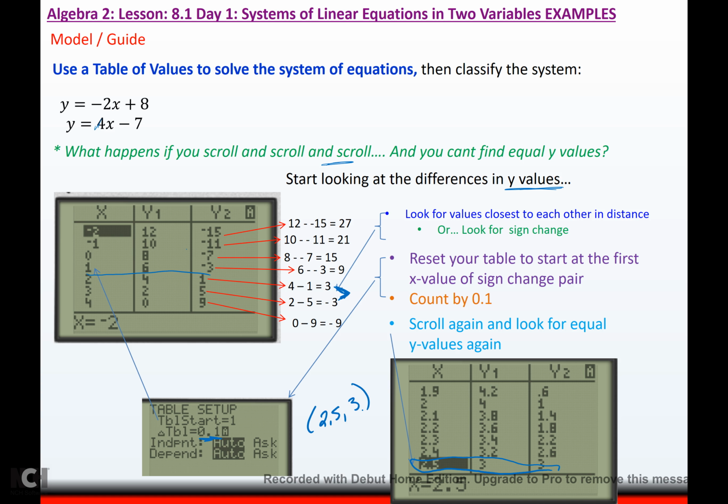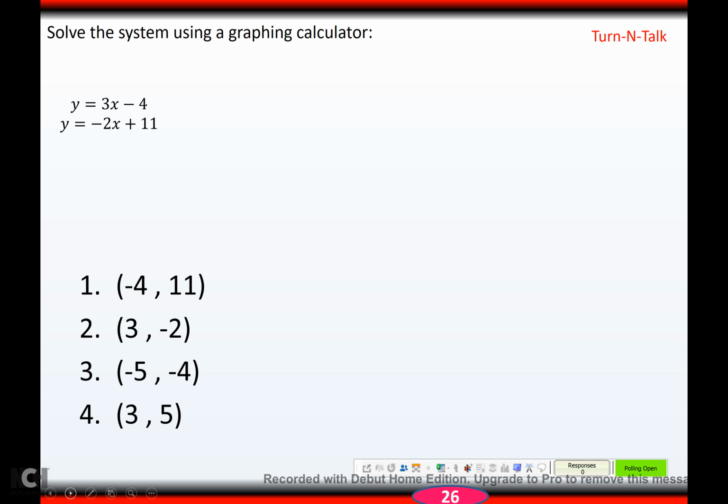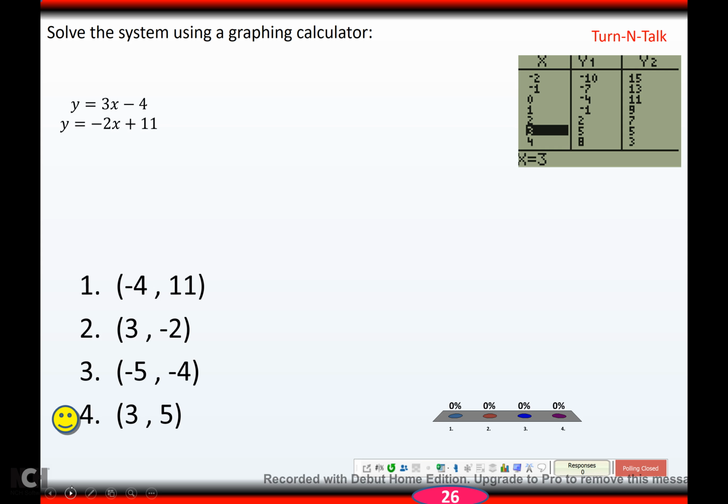Okay? Again, that's why to me the table thing is kind of a pain in the butt. I just as soon type it in and calculate the intersection point. Alright, so solve this one using a graphing calculator. Hit pause, come back when you're ready. And hopefully you got 3, 5. And if I did that and I looked at the table, the y's match, so it's 3, 5.